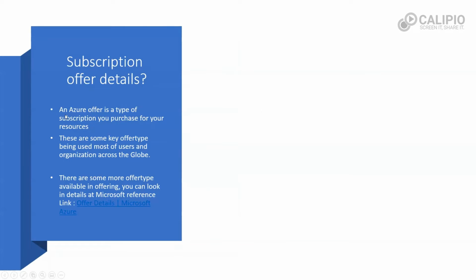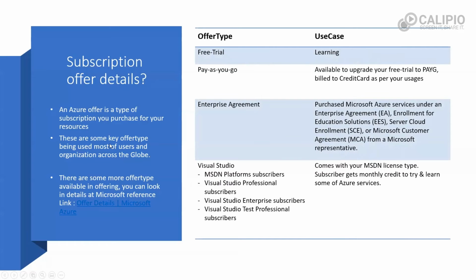Subscription offer detail. An Azure offer is a type of subscription you purchase for your resources. So this is what you basically need to decide before you get started with your subscription. There are some key offer types being used by most of the users and organizations across the globe, and I'm going to provide them in a table at the right side.